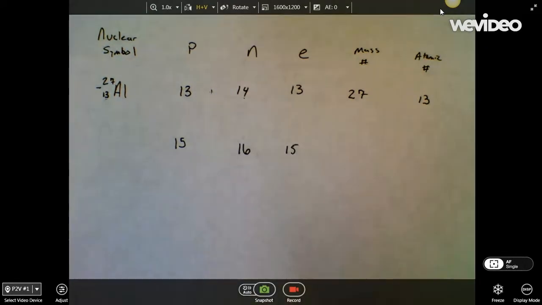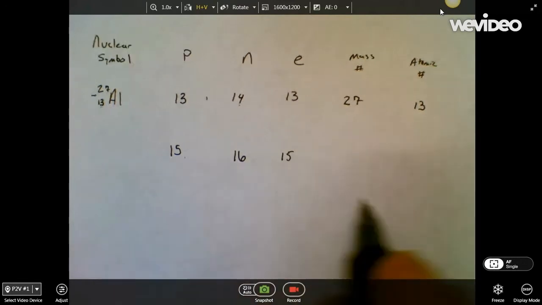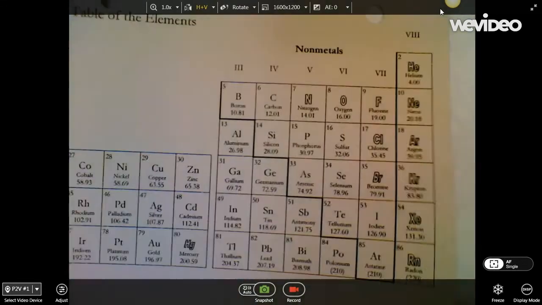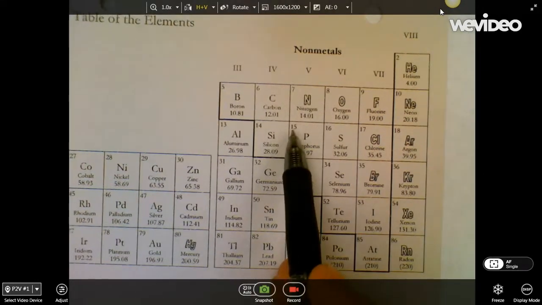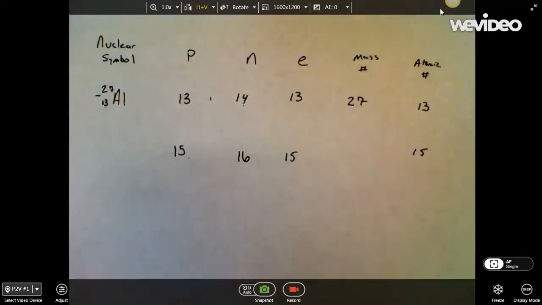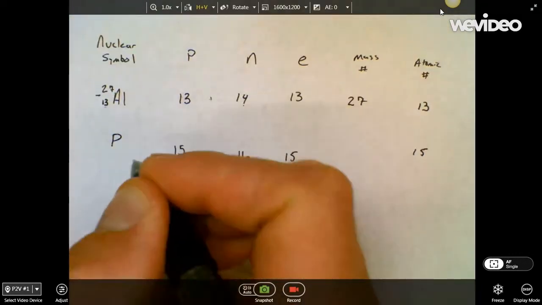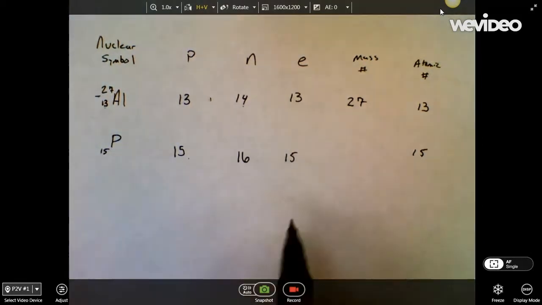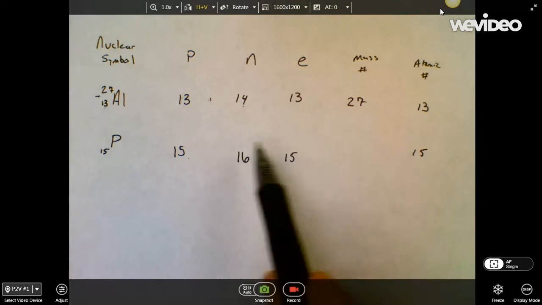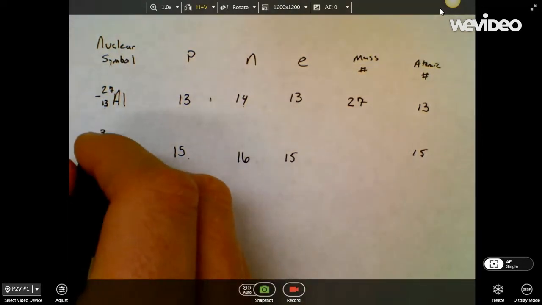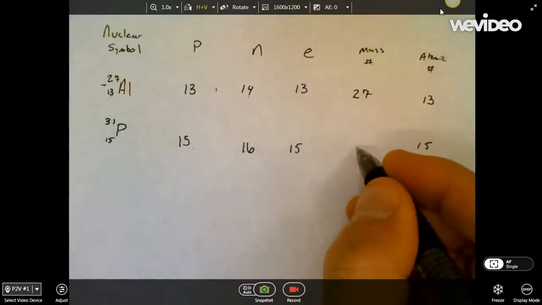In this problem, I need to figure out what atom I'm talking about. Since protons is the same as the atomic number, I can again use that number and correlate it against my periodic table. So 15 is the number I'm looking for, and the symbol is P. So we're talking about phosphorus. I need to draw my symbol, P. The bottom left number is the protons. Now to get to the mass number, I need to do protons plus neutrons. Protons plus neutrons is 31, and I can fill that in right here.